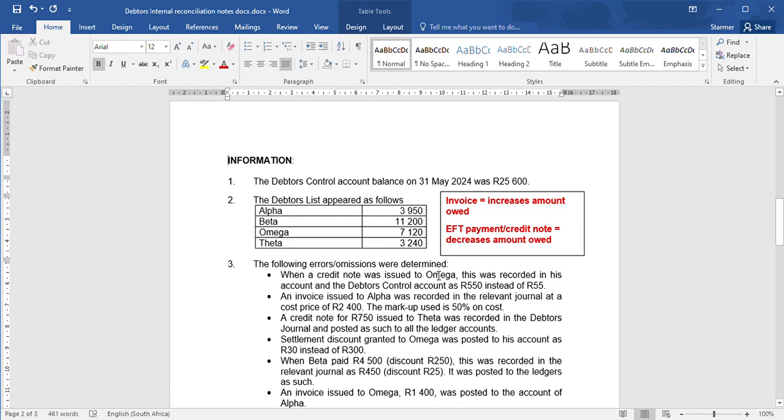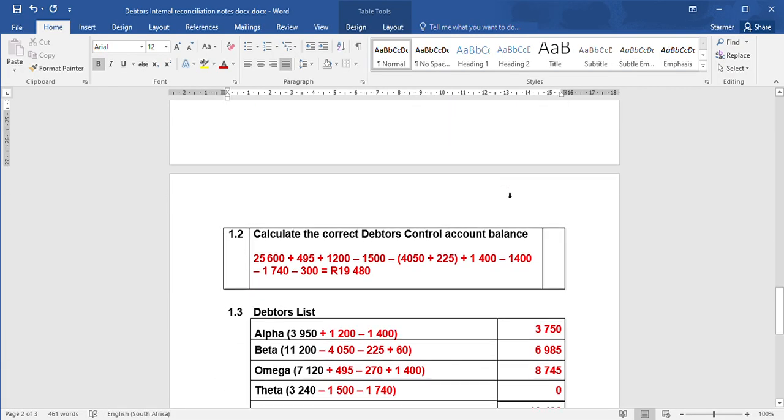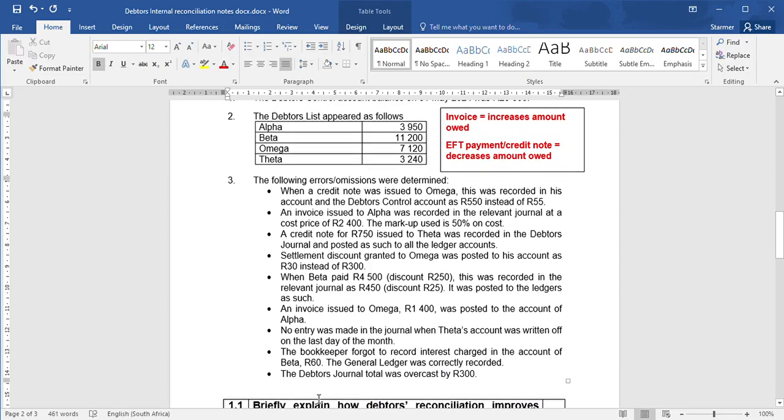Alright, so first of all, they give you the debtors control balance and they give you the debtors list. If you were to add up that debtors list now, it's not equal to the debtors control balance. So you're going to start off by filling in the opening balance here, and then for each of your debtors, you would fill in what they owe you. Right, let's move on to the errors.